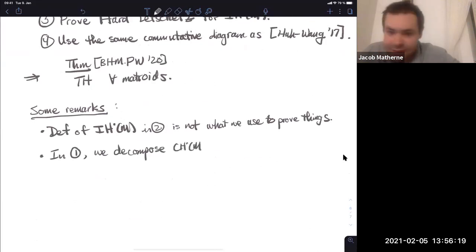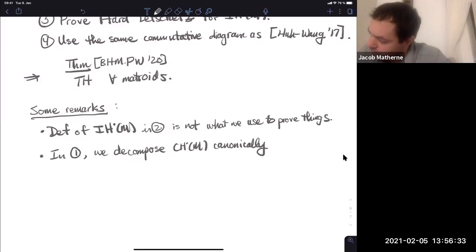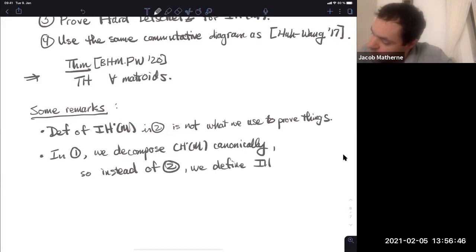I would say that most of the work of this paper is studying the decomposition of the augmented Chow ring as a module for the graded Möbius algebra, and a deep study of that. So instead of this Kroll-Schmidt decomposition, we define this IH of M canonically, because we have a canonical decomposition.